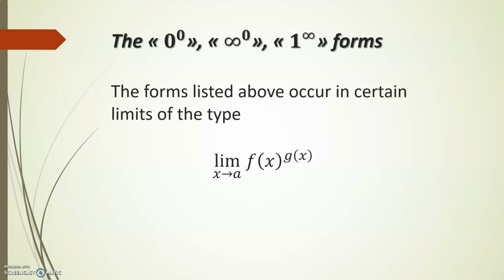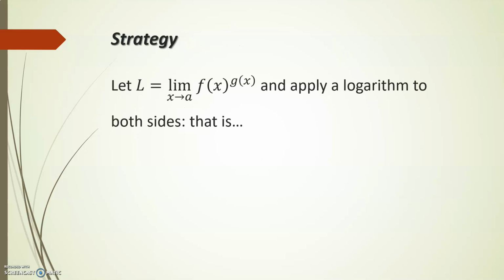All of these forms are usually observed when a limit is applied to a functional base that has itself a functional exponent. So f of x to the power g of x. And either of these forms are obtained, 0 to the 0, infinity to the 0, or 1 to the infinity, as x approaches a. So here's the strategy we're going to use this time.